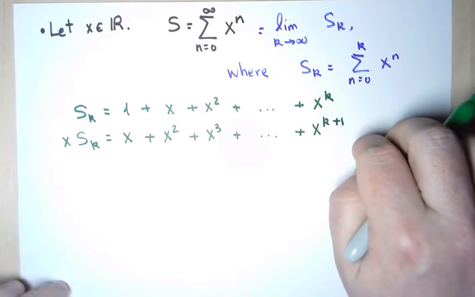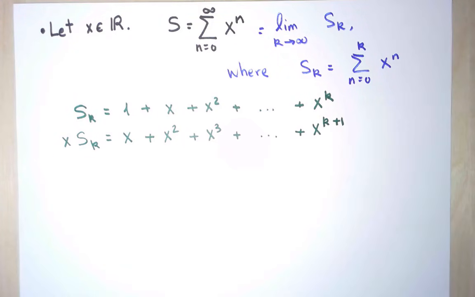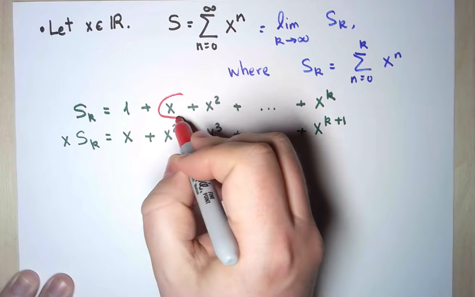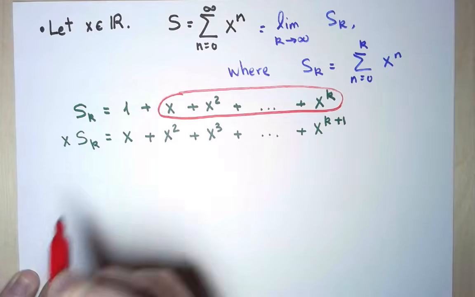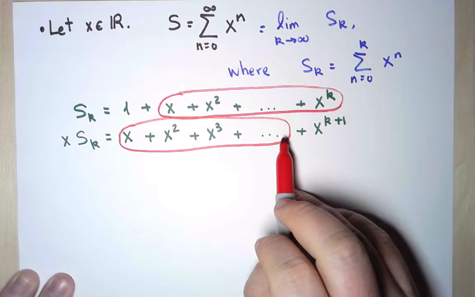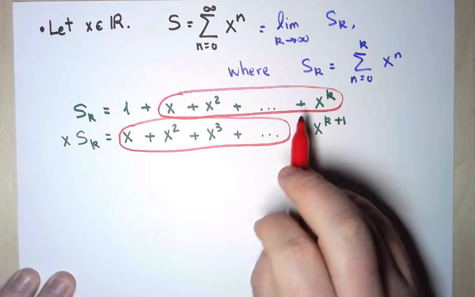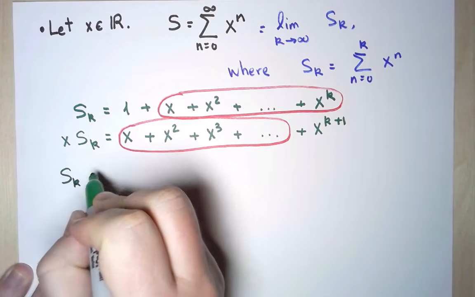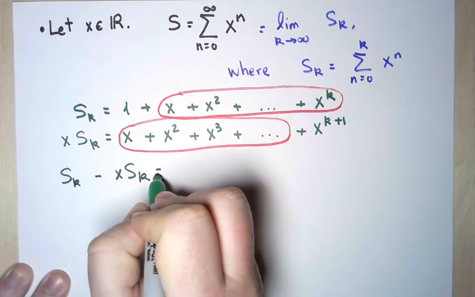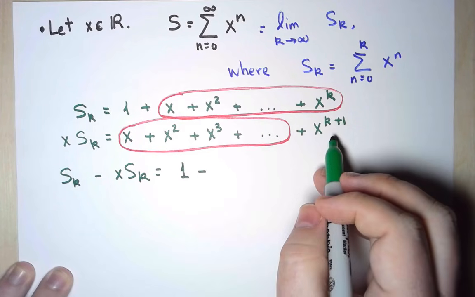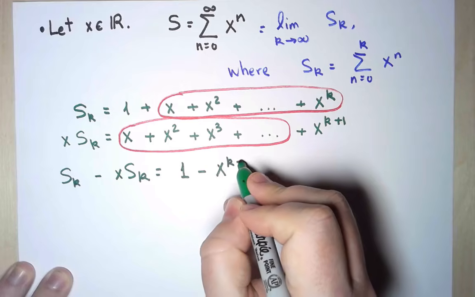Now I compare both lines, and I notice that most of the terms look very similar. In fact, all the terms here, except the first one, are the same as all the terms here, except the last one. The last term before x to the k plus 1 is x to the k. So if I subtract those two lines, those terms will cancel out, and that's exactly what I'm doing to get a nice expression for s_k. s_k minus x s_k is going to be the first term here, 1. All these terms cancel, minus the last term here, x to the k plus 1.